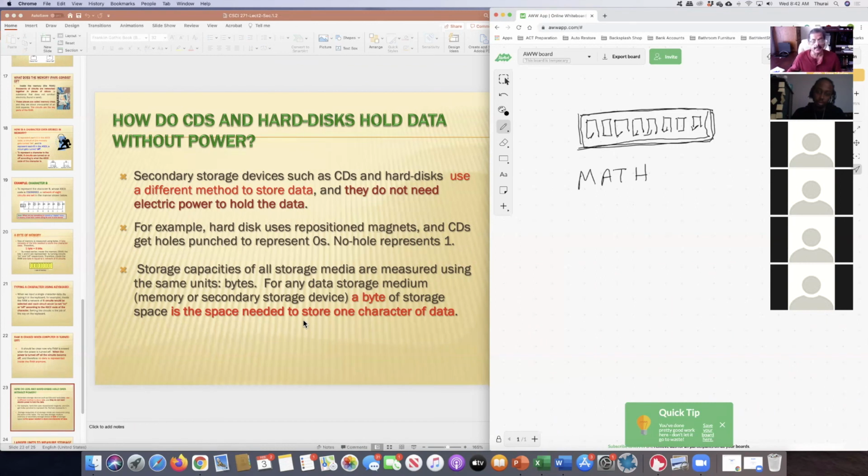So that's why CD technology is preferred. Nothing is touching the surface, so data will be permanently stored. A CD cannot be reused for the same reason. Once you punch the holes, you cannot remove those holes. So that's why you cannot reuse it.